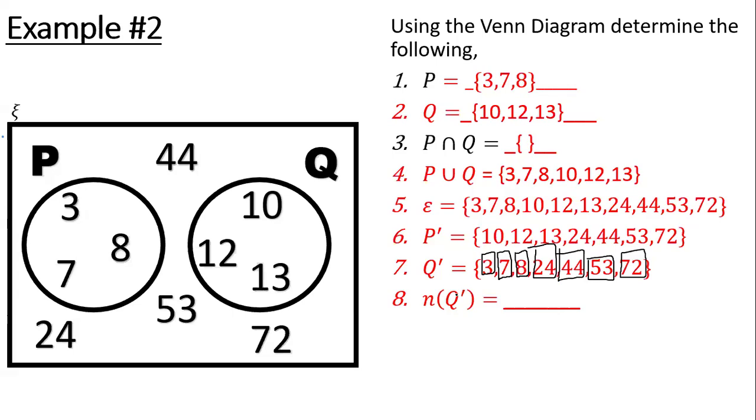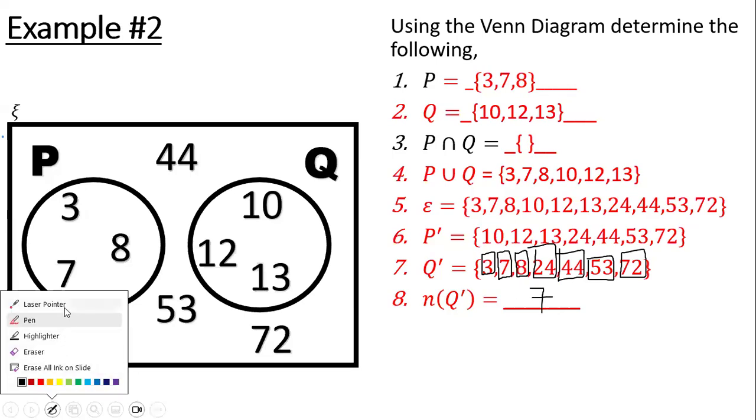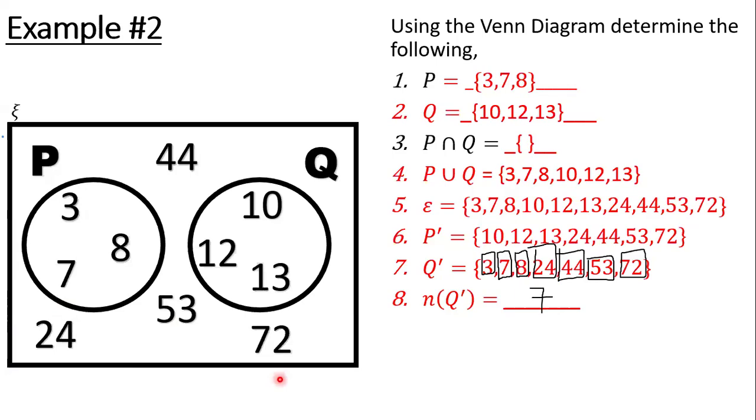All right, do y'all understand how I got 7? Yes, sir. Okay. So if I have the number of elements of Q complement... Mr. Petit, we still have to put the curly bracket for 7? That is a good question. I'm going to let the class answer that. Do we have to put the curly brackets around 7?